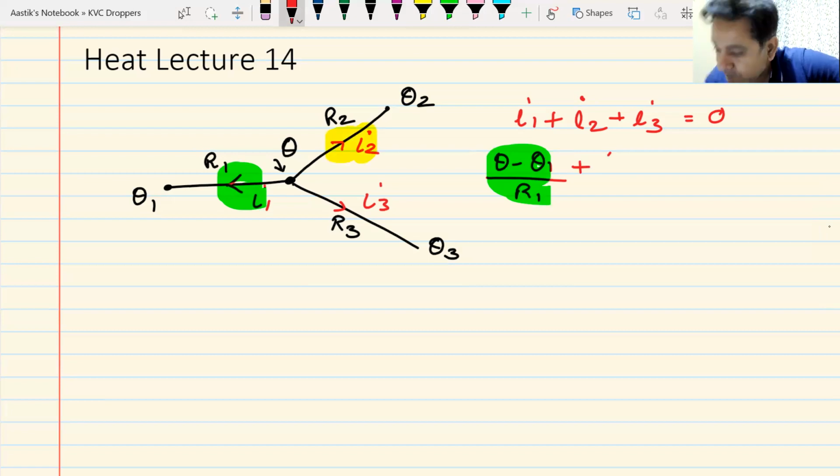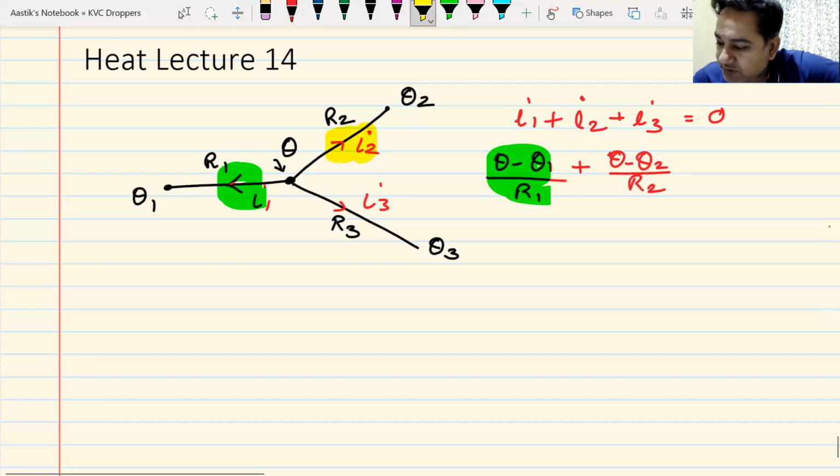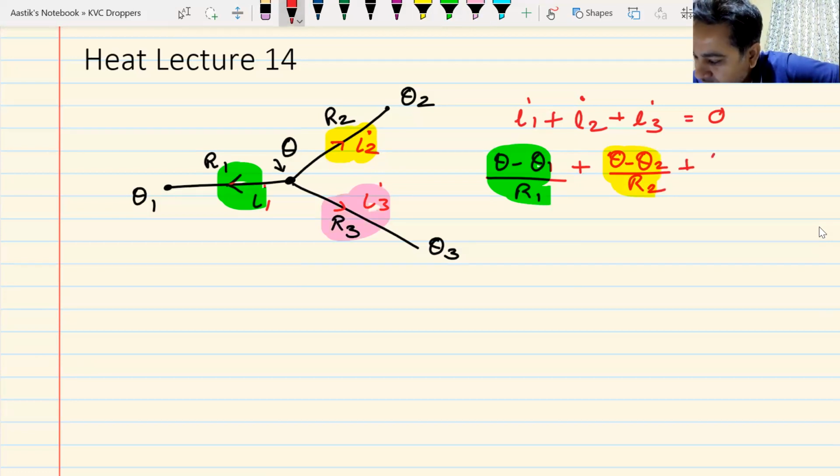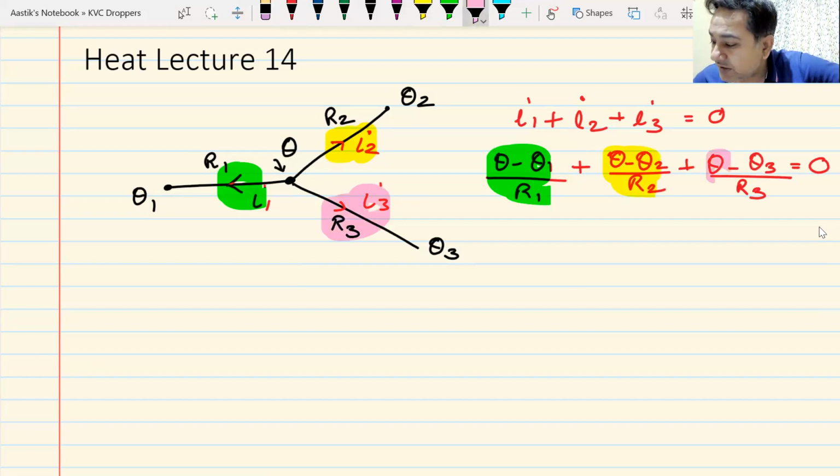Theta minus θ2 by R2. That is my yellow gentleman. Okay, what about the third one? Theta minus θ3 by R3. So if I call this as the pink gentleman, this pink gentleman will become theta minus θ3 divided by R3. That must be equal to 0. From here, can you calculate the value of theta straight away? Yes or no? Yes, sir.